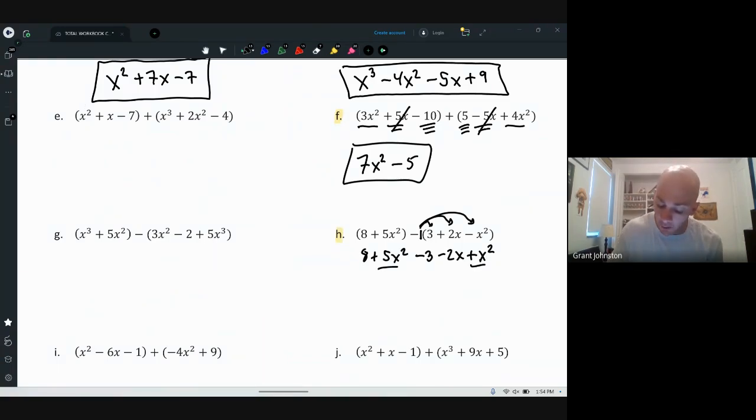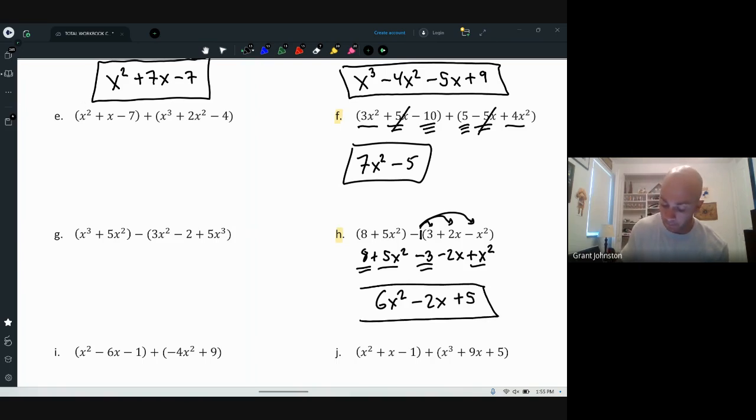The 5x squared is going to combine with the 1x squared to make 6x squared. The -2x doesn't combine with anything, so I'm just going to write -2x. But the -3 combines with the 8. So -3 plus 8 is 5. And there we go. That's how you do it. I'll let you do the rest.